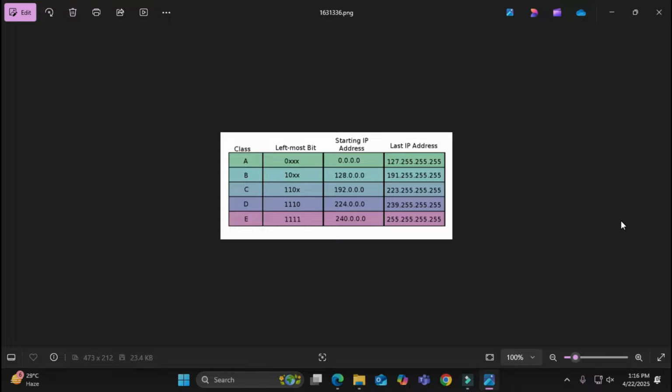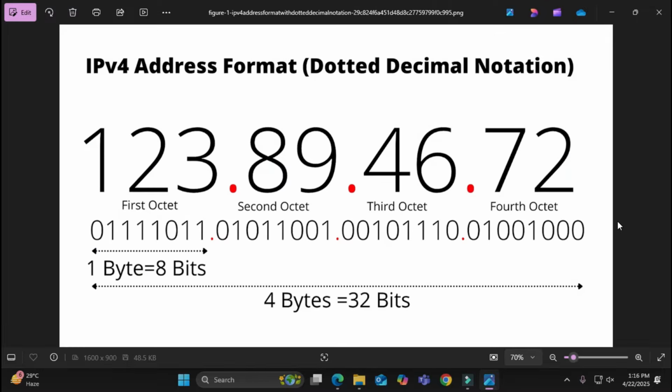The IP address format is dotted decimal: first octet, second octet, third octet, and fourth octet. The binary numbers are given this way; you can observe this. 4 bytes is equal to 32 bits. 1 byte is equal to 8 bits, and four 8s make 32, that is 32 bits.